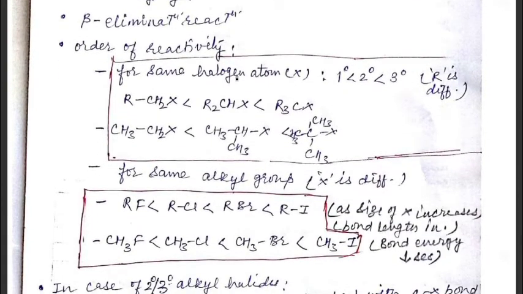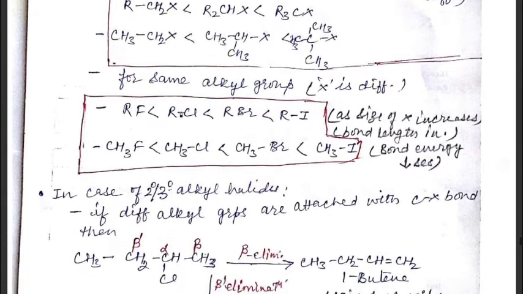Now order of reactivity for beta elimination reaction: if halogen atom is same, means our alkyl is different, then reactivity order is this: tertiary alkyl halides are most reactive and primary alkyls are least reactive. Primary, secondary and tertiary. Halogen is same, for example Cl, then this is the reactivity order. But if halogen is different and alkyl group is same, for example methyl fluoride, methyl chloride, methyl bromide and methyl iodide, then reactivity order is this. That is, when we move forward in halogen series, then reactivity will increase.